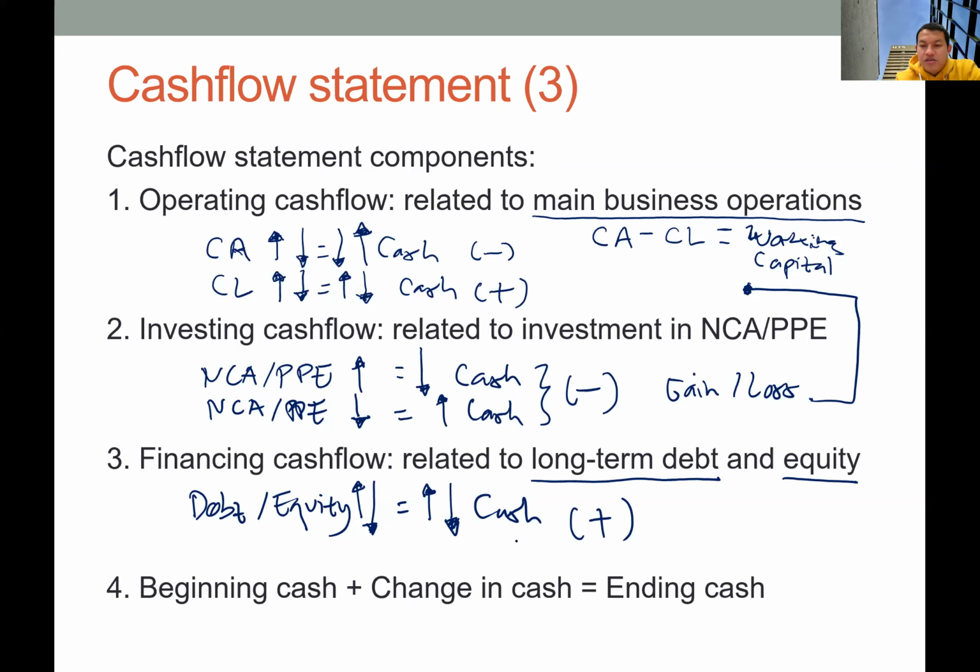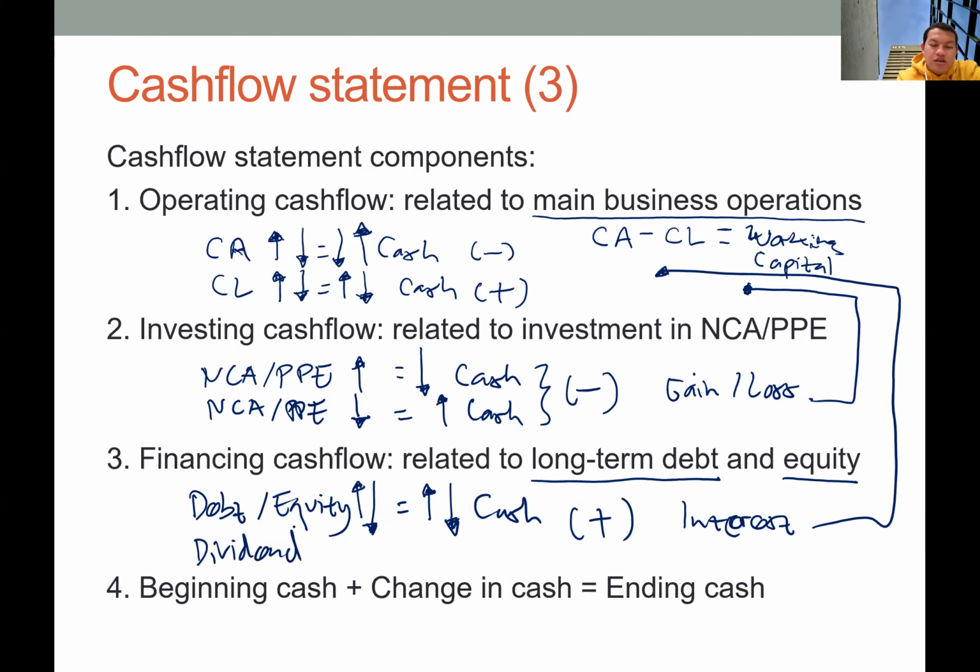Okay, and one more thing that we should be careful about is the interest. If the company pays some interest on their loan, we don't report this interest in the financing section. Instead, we report this interest in the operating section, because interest payable is part of the current liabilities. But if the company pays some cash dividends, we report this dividend under the financing cash flow. So interest is in the operating cash flow, but dividends are in the financing cash flow.